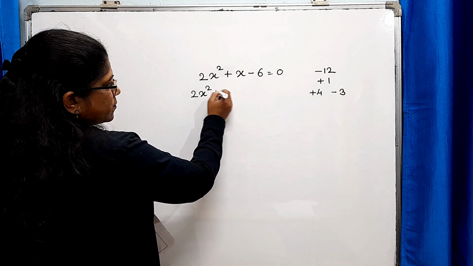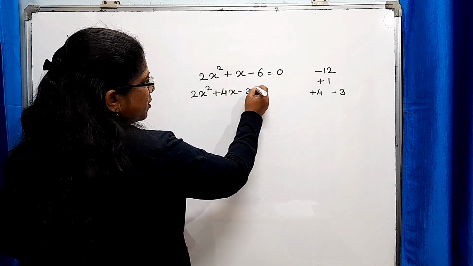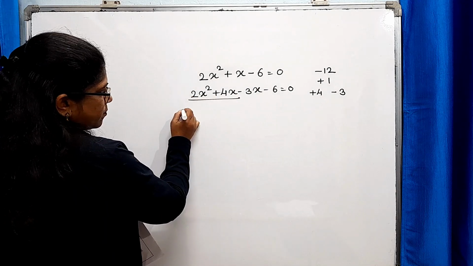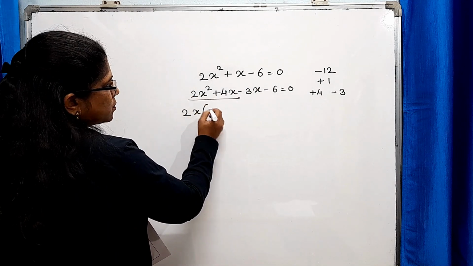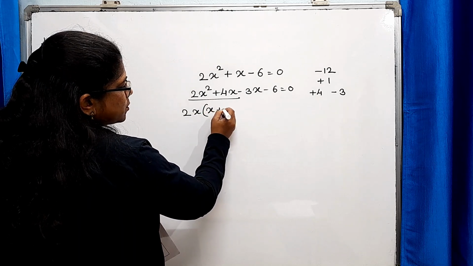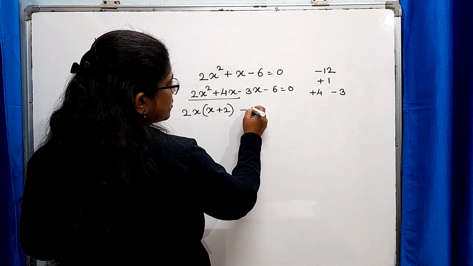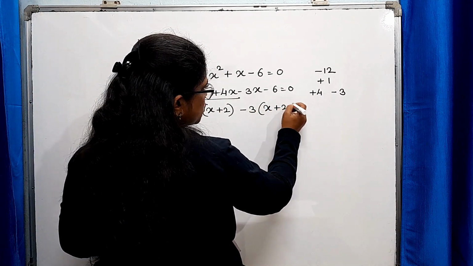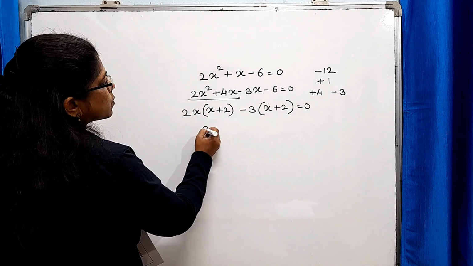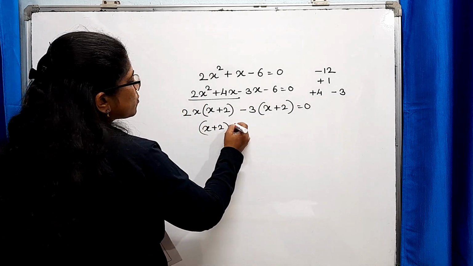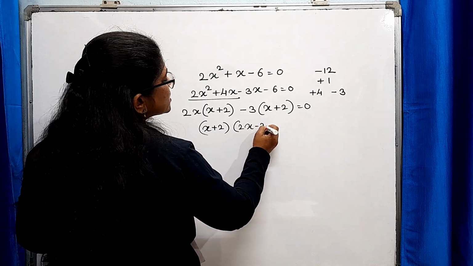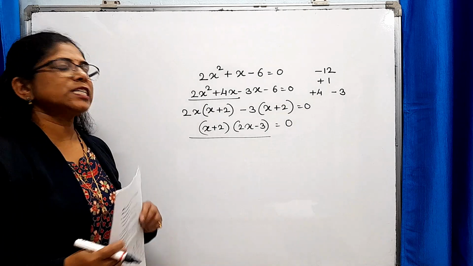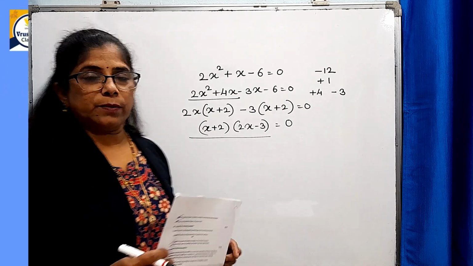2x square plus 4x minus 3x minus 6 is equal to 0. From here 2x is out, x plus 2, and from here minus 3 is out, again x plus 2 is equal to 0. x plus 2 and 2x minus 3 is equal to 0. So these are our factors: x plus 2, 2x minus 3.